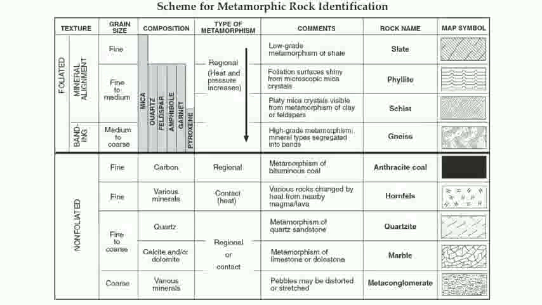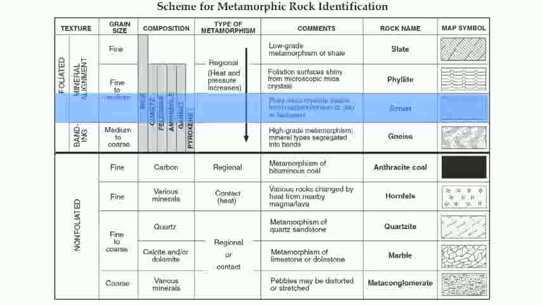You increase your heat and pressure even more, you get a rock called schist. Now you're really starting to get some very visible crystals. You're starting to get into the medium range crystals. You have all the same minerals that phyllite had. Now you have to include pyroxene into that. And now you're still in the category of foliation of mineral alignment, but you're starting to get some bigger crystals.